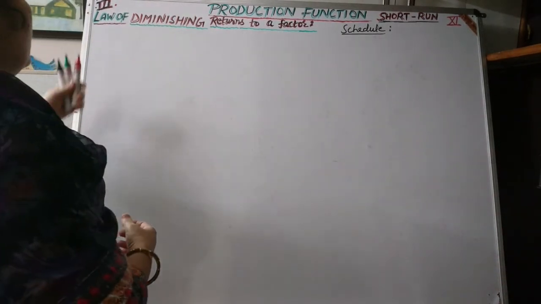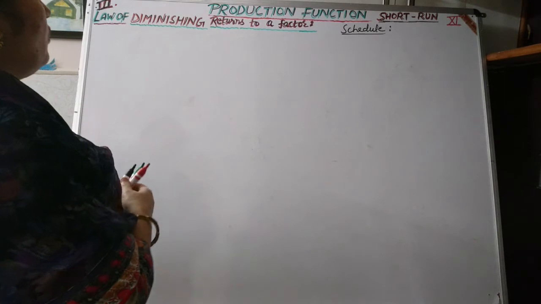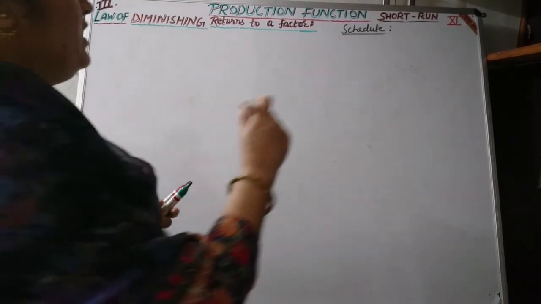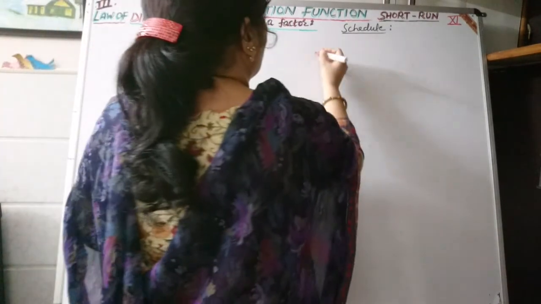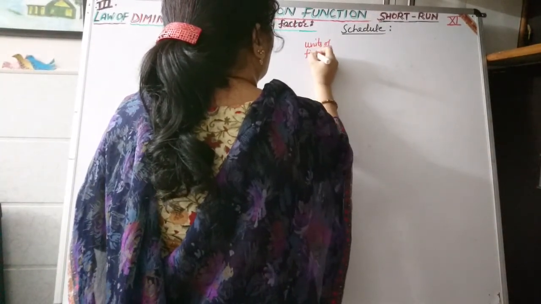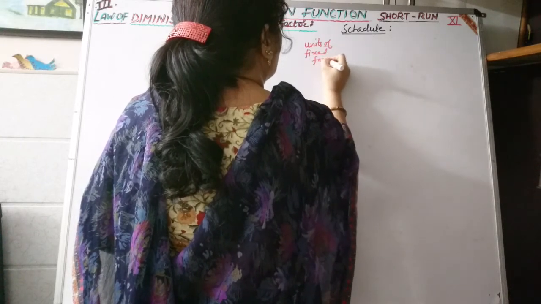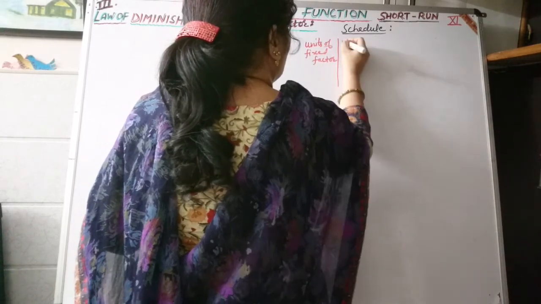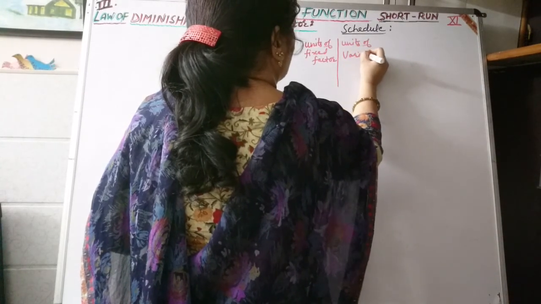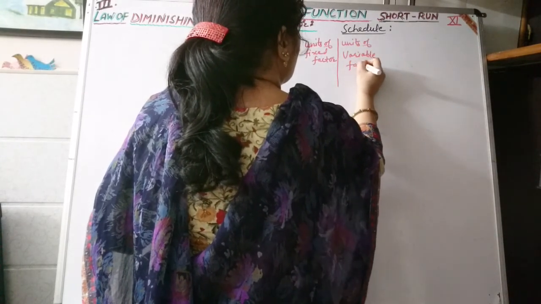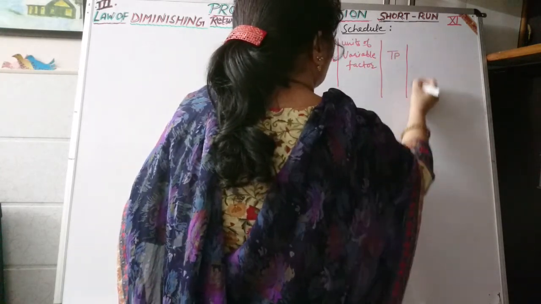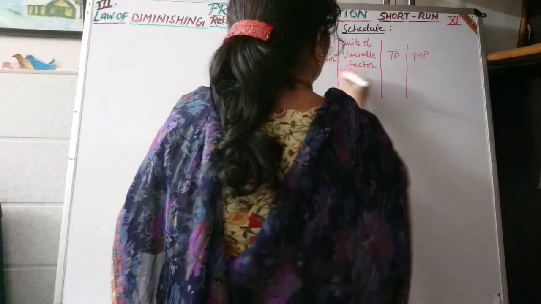In this video, we will clear the law of diminishing returns to a factor. And let us start the concept with the help of a schedule. Number 1, units of fixed factor. Number 2, units of variable factor. Number 3, total production. Number 4, marginal production.